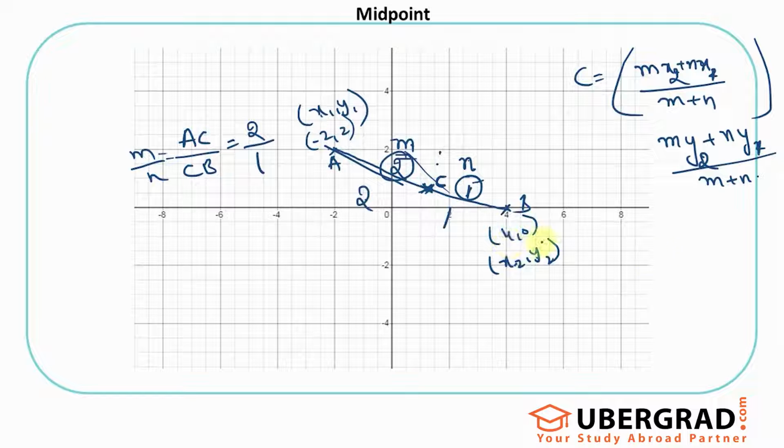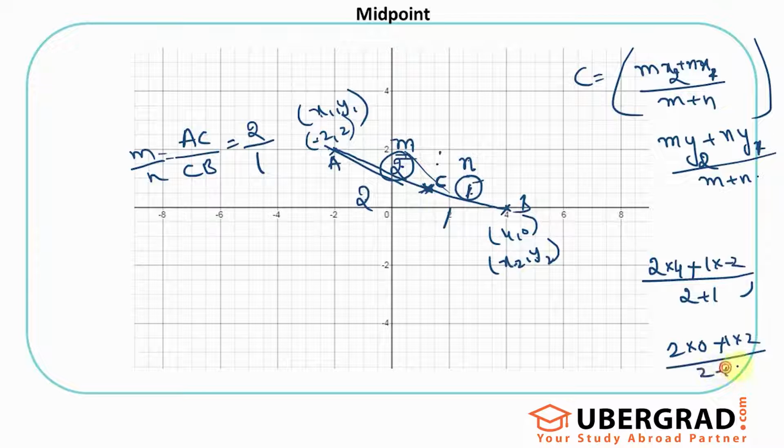So 2 into 4 plus 1 into minus 2 by 2 plus 1, comma 2 into 0 plus 1 into 2 by 2 plus 1. So the answer would be 2 4s are 8 minus 2, 6 by 3 is 2, right? That's 6 by 3, 6 by 3 is 2. 0 plus 2 by 3 is 2 by 3.